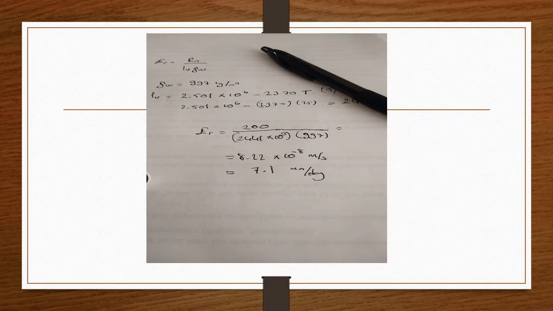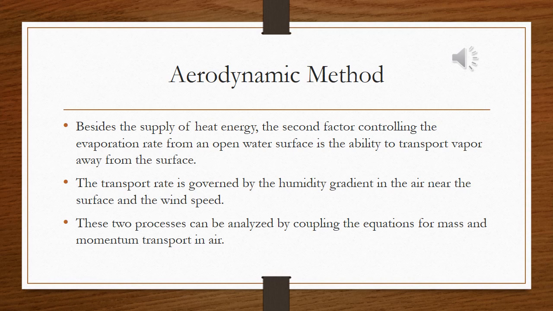The next one is the aerodynamic method, an analytical method for determining the evaporation rate. Besides the supply of heat energy, the second factor controlling the evaporation rate from an open water surface is the ability to transport water vapor away from the surface. The transport rate is governed by the humidity gradient in the air near the surface and the wind speed. These two processes can be analyzed by coupling the equations for mass and momentum transport in air.